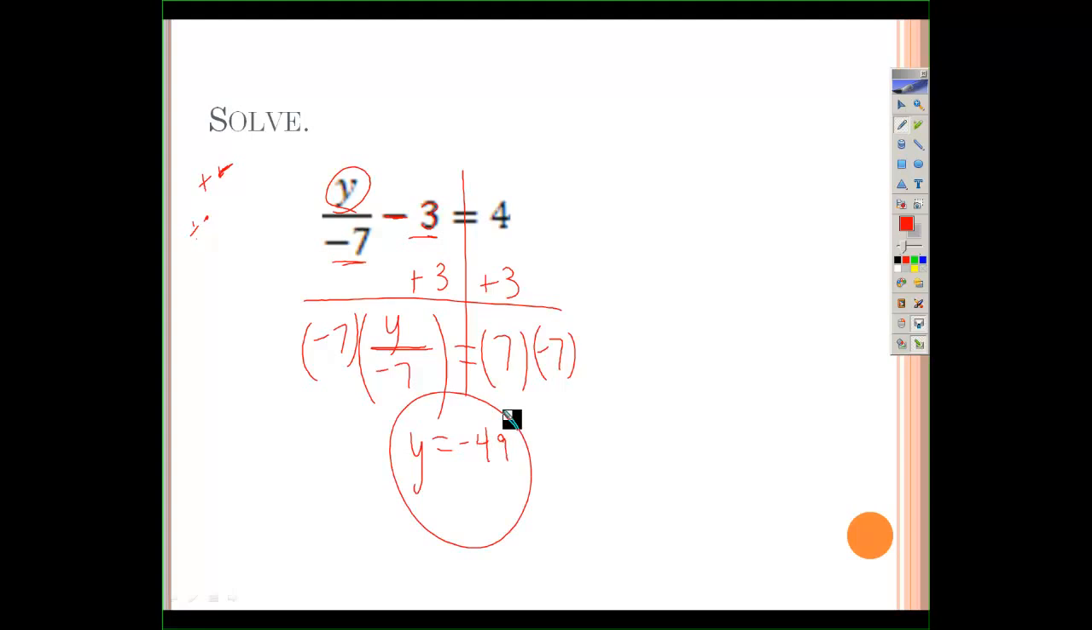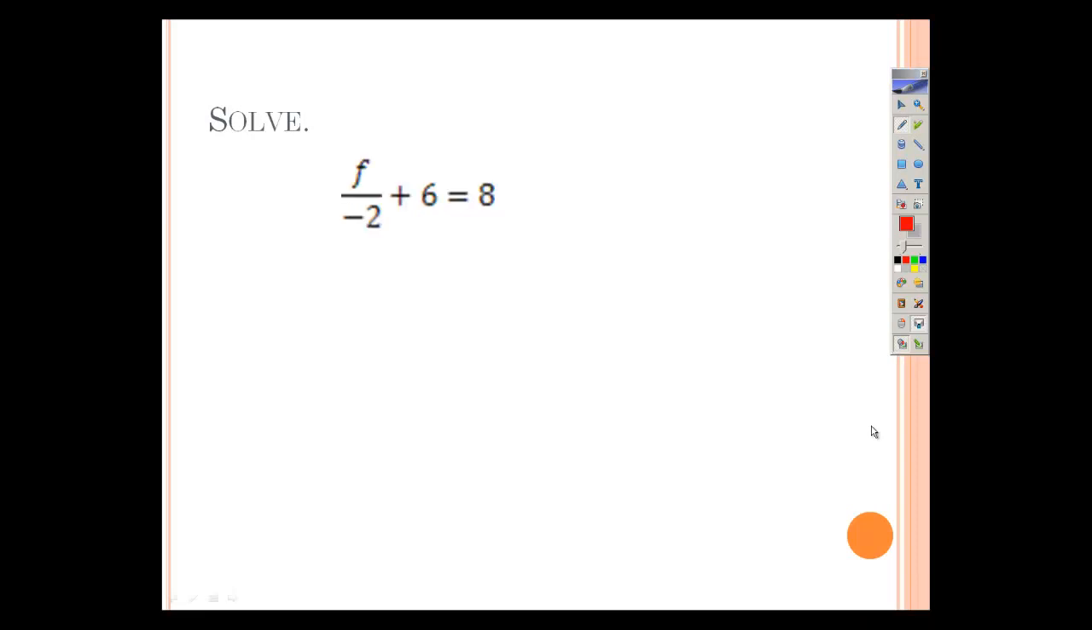Okay? Just remember, whatever you do to one side of the equation, you also have to do to the other side of the equation. You have to add or subtract first, though. And once again, this is a very similar problem to the one we just did.